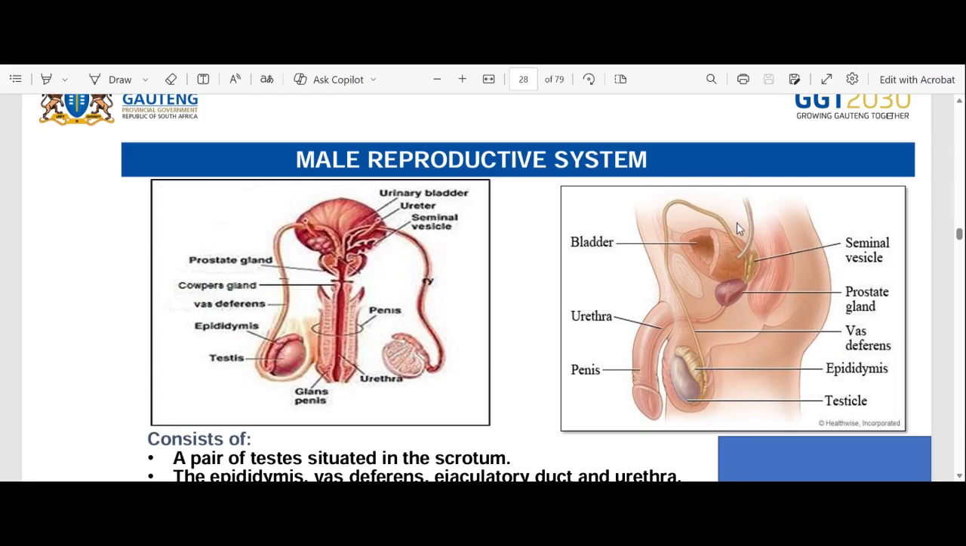Then after our vas deferens, we have our three accessory glands. The first one is our seminal vesicle. What's the function of our seminal vesicle? The function of the seminal vesicle is that it provides nutrition for the sperm.